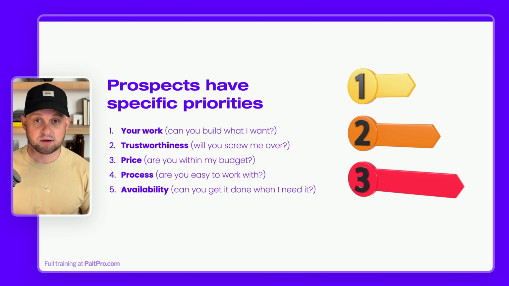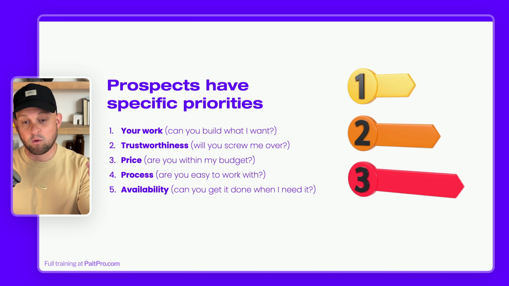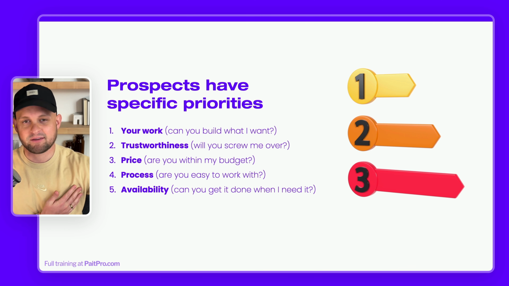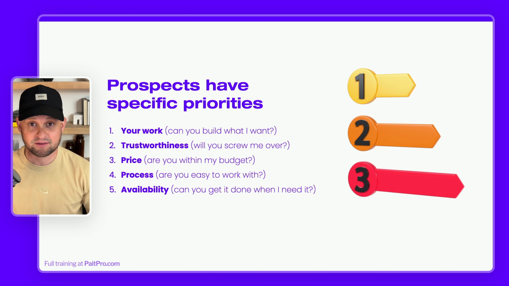Now, when a prospect comes to your website or your portfolio, they have a specific order of priorities. First, they want to see your work. They want to make sure that you can even do what it is that they need done. Next, they want something that helps them trust you, because if they can't trust you or they feel like you're going to be dishonest or potentially screw them over, they're not even going to care about price or anything else.